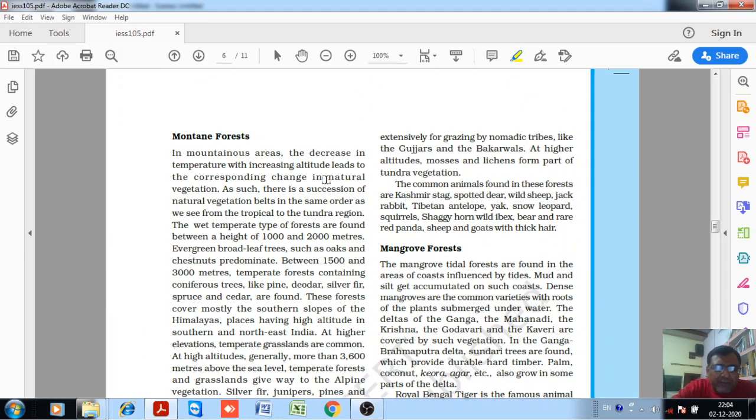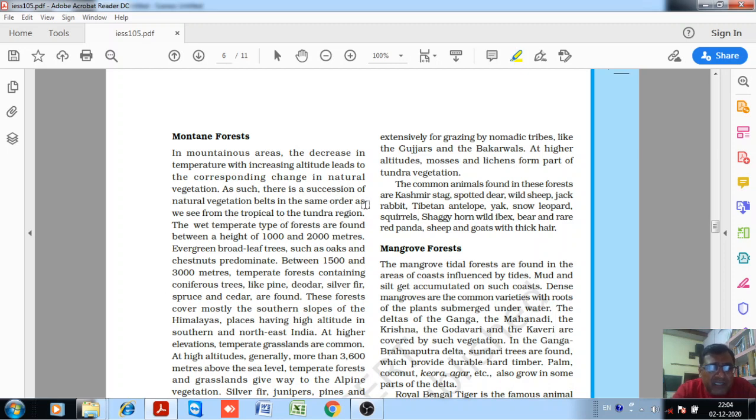So another type of vegetation is montane forests. Montane forest means the forests which are found in mountains or mountainous areas. The decrease in temperature with increasing altitude leads to the corresponding change in the natural vegetation. I explained this thing earlier also. It means with the increase in height, the temperature decreases. This factor leads to the different types of vegetation found over different altitudes.